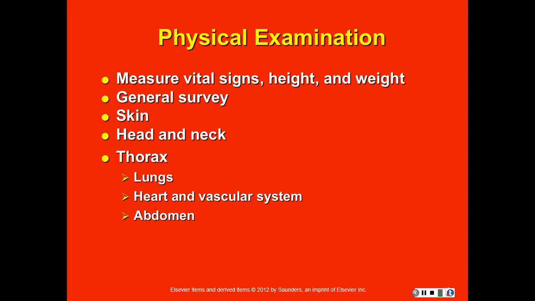Okay. Keep in mind that any decrease in oxygen delivery affects tissue perfusion and eventually affects the whole body system. So we've got to look at the whole body. All right. We're going to start out with their vital signs, height, and weight.